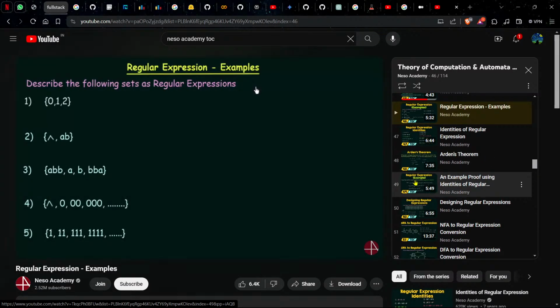We will see how to form regular expressions from some given sets. Here we have the question, which is to describe the following sets as regular expressions. Here we have 5 sets, and these are just written by listing their elements. Instead of just writing like this, we will see how we can describe these sets in the form of a regular expression.